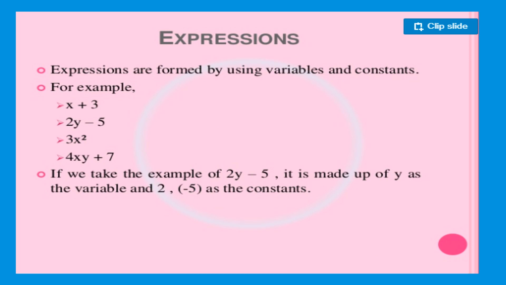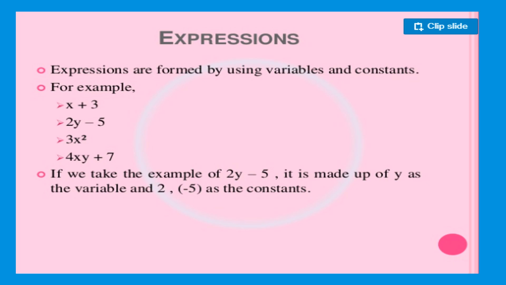Expressions are formed by using variables and constants. What are variables? Variables are the alphabets. For example, x plus 3, 2y minus 5. x is a variable, 2y is a variable, 3x squared is a variable, 4xy plus 7, xy is the variable. These letters do not have a fixed value, so they are called variables. And what are constants? The numerical value is called a constant.